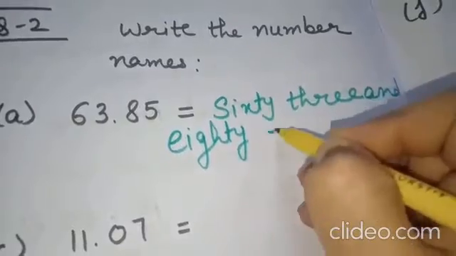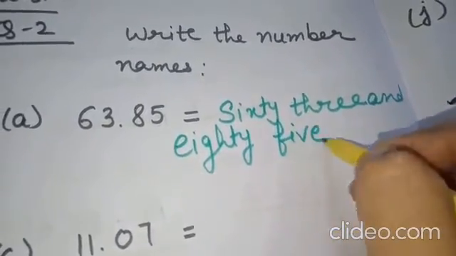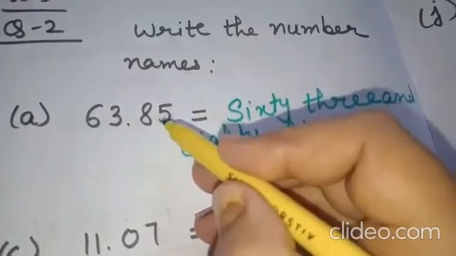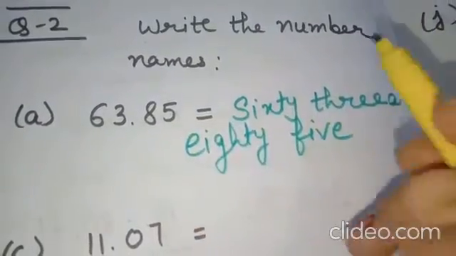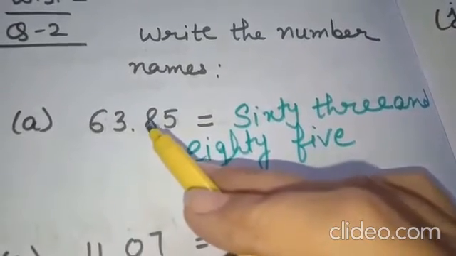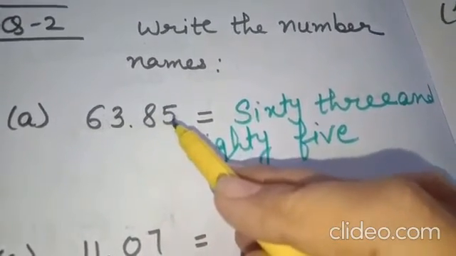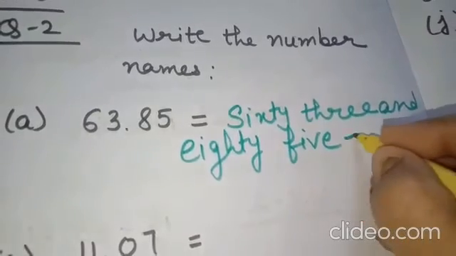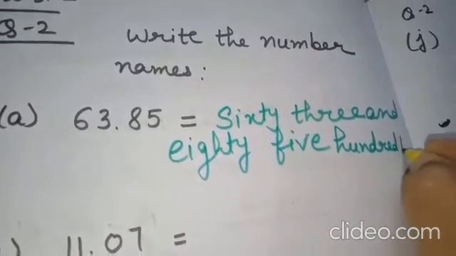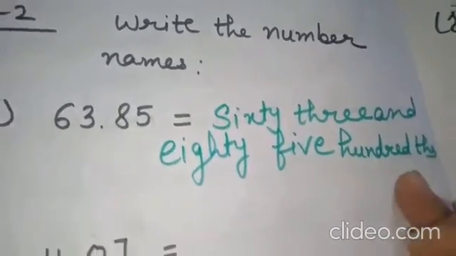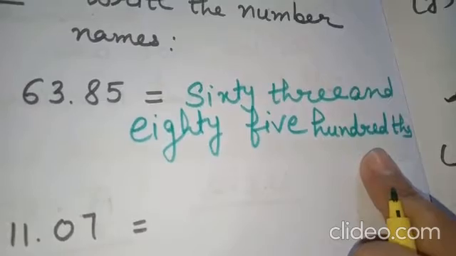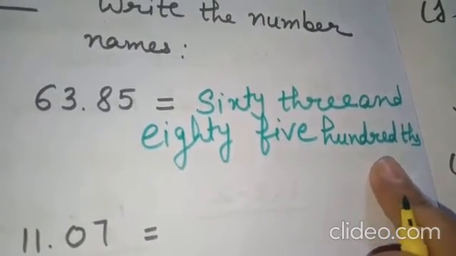85, but ending with the place of 5. The last digit's place we have to mention here. What is the place here? Firstly, the place was tenths, then hundredths. So we will write here hundredths. Okay, so the number name is 63 and 85 hundredths.